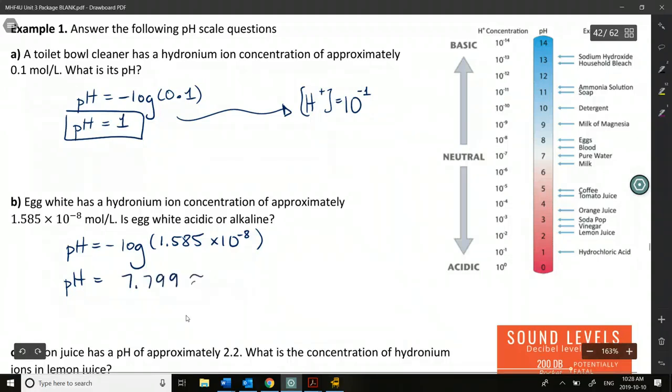7.799. Okay, so can we say approximately 7.8? So this is pretty close to neutral, but would we say this is more acidic or more alkaline? Alkaline. Okay, so alkaline is another word for basic.